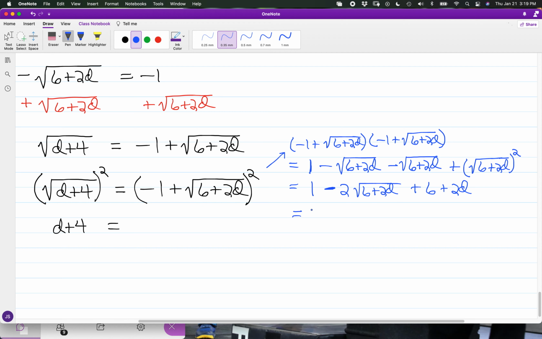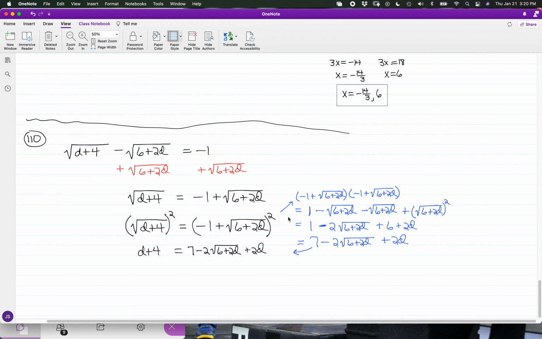And just combining, so we have 1 plus 6 is 7. And you have minus 2 times, okay, the square root of 6 plus 2d. And you got that 2d that is left over. Okay, so we're going to have 7 minus 2 times the square root of 6 plus 2d, plus 2d.